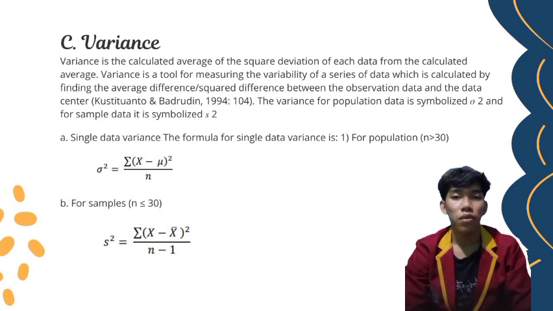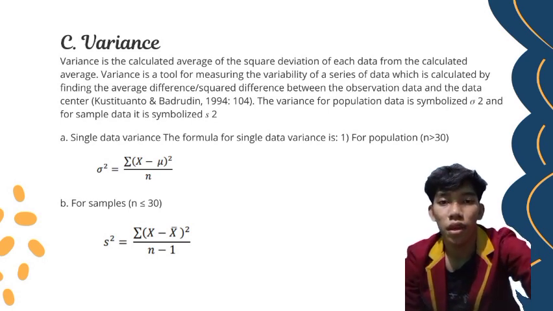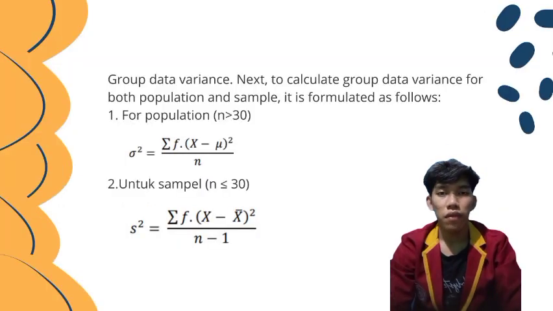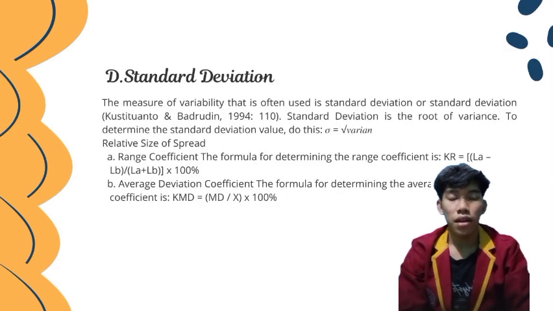A. Single data variance. The formula for single data variance is given for population and for sample. B. Group data variance. Next, to calculate group data variance for both population and sample, the formulas are as follows: divided by N for population and divided by n minus 1 for sample.